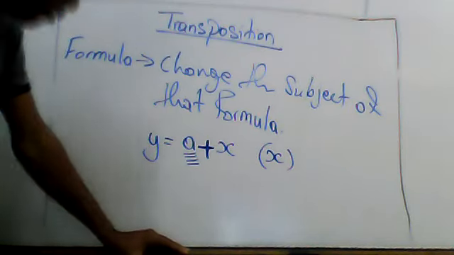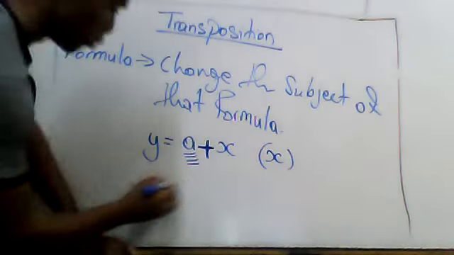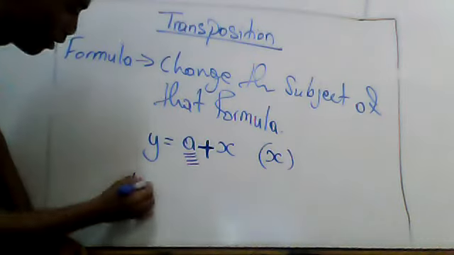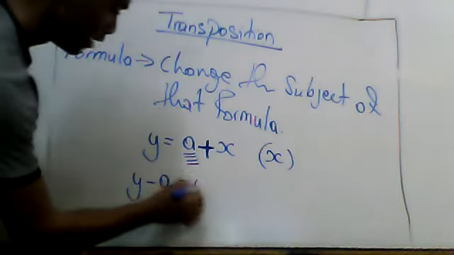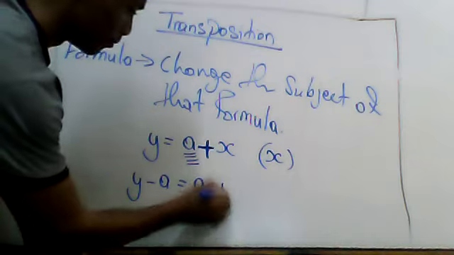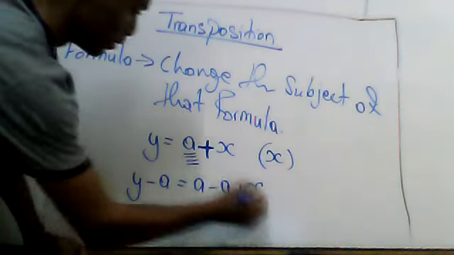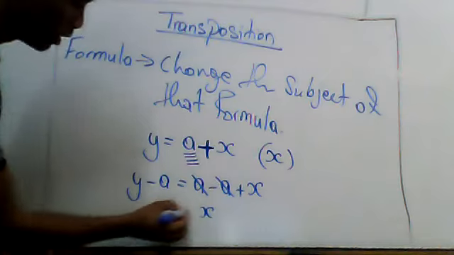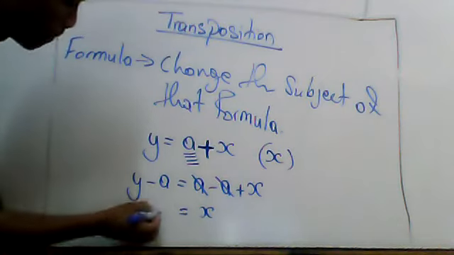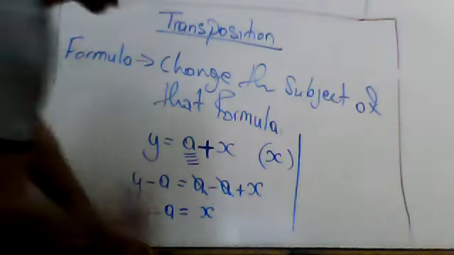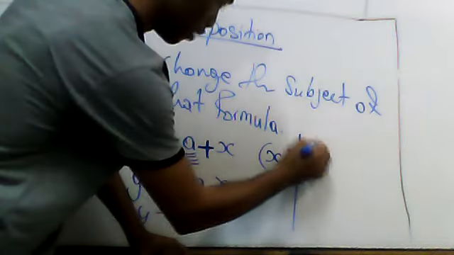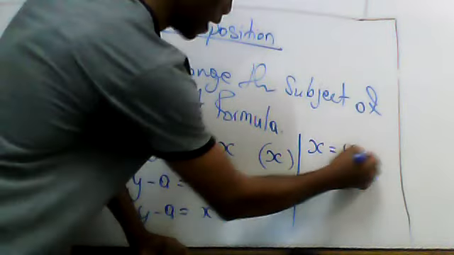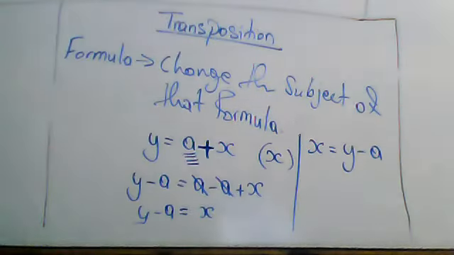Take away. So we would have to do what? We would have to subtract a on both sides, right? So that this a cancels this a. So we would have x being equal to y minus a. And remember that the subject of the formula should always be on the left hand side. So the answer would be x equal to y minus a. Remember I'm saying that we're going to start with simple. So that would be the answer.